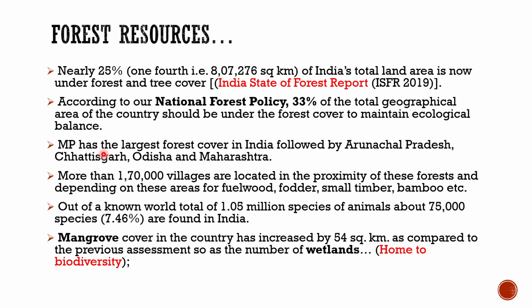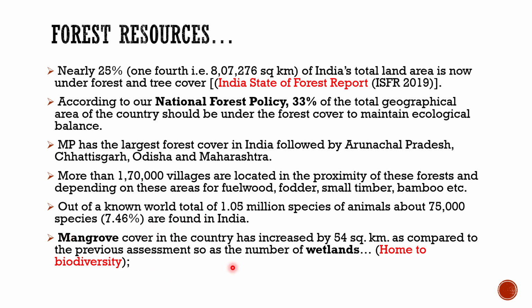As far as the states are concerned, Madhya Pradesh has the largest forest cover in India, followed by Arunachal Pradesh, Chhattisgarh, Odisha, and Maharashtra. And among 6 lakh 50,000 villages, 1,70,000 villages are located in the proximity of these forests, and depend on these areas for different needs like fuel wood, fodder, small timber, bamboo, etc. Out of a known world of more than 1 million species of animals, about 75,000 species are found in India. So this is the biodiversity in India.